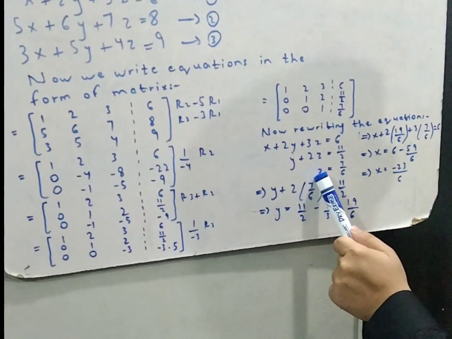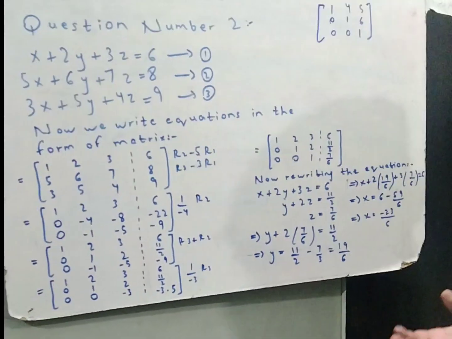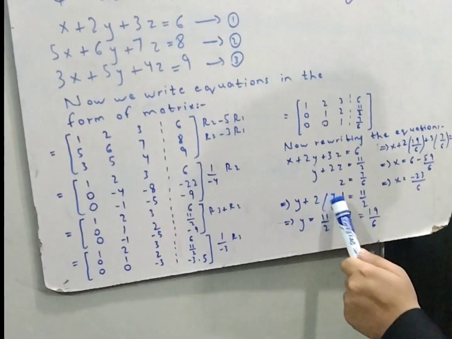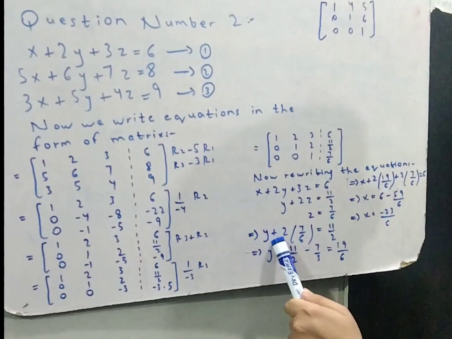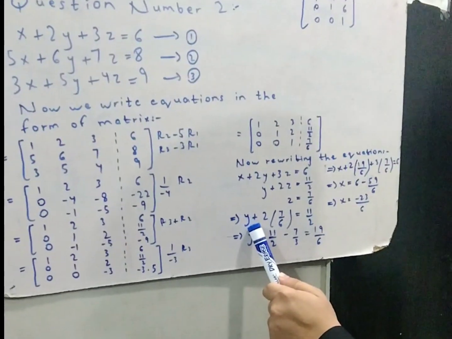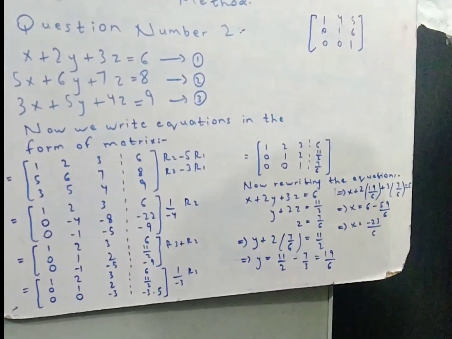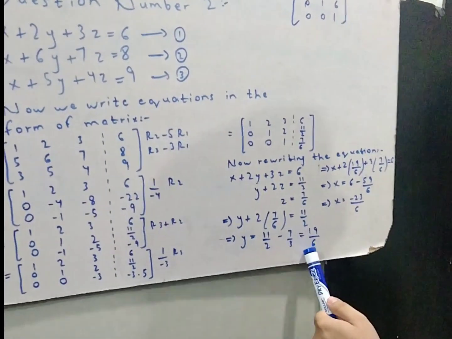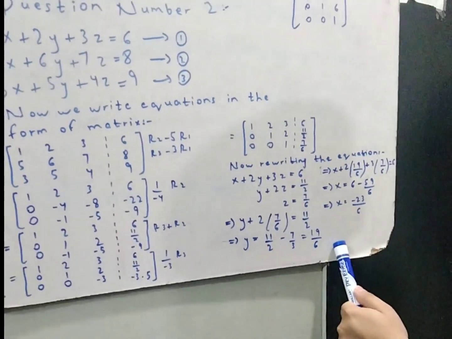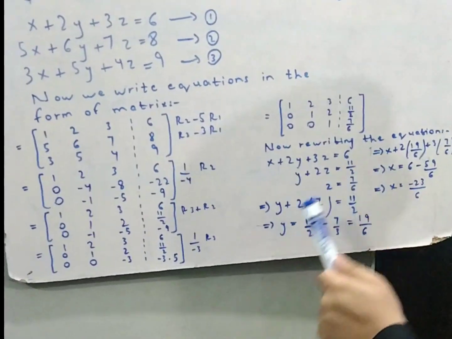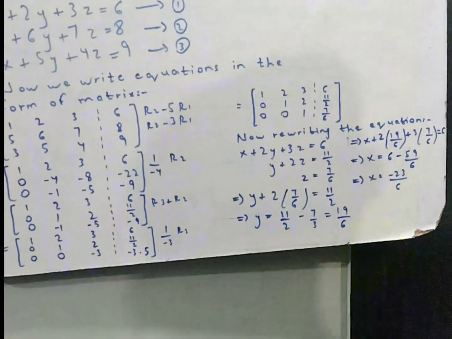We find the equation of z as we know in the previous video. Y plus 2 times 7 upon 6 is equal to 11 upon 2. In this situation we find only a single variable y by doing simple arithmetic functions, and finally we get the result of y which is equal to 19 upon 6. Now we need to find x because y and z are found out.